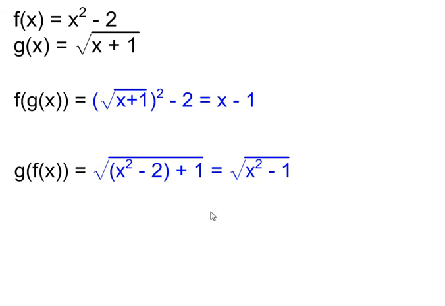Again, sometimes one problem is easier than the other, and in my opinion, the top one is a little bit more complicated than the bottom. This one had less simplification.